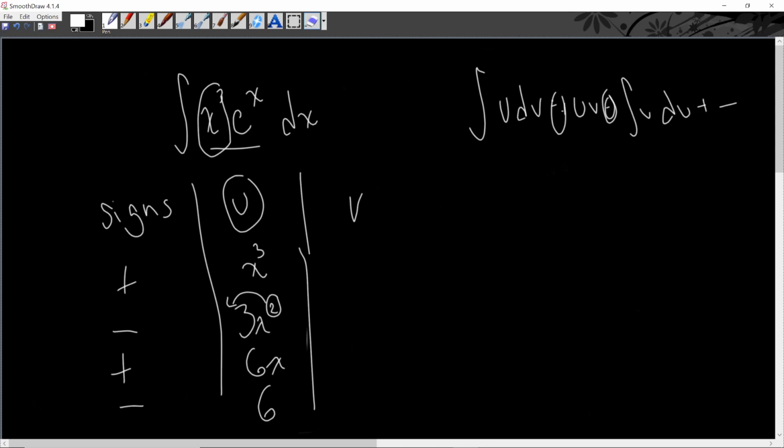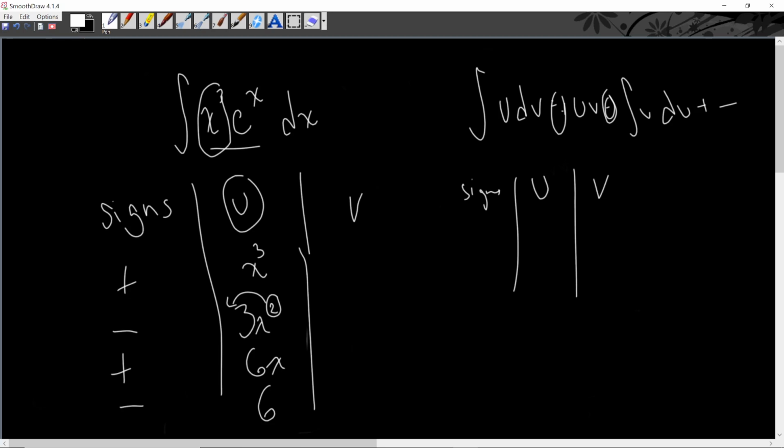And actually, we are going to need another column. We want to differentiate u until we get to the point where u cannot be further differentiated. So I'm just going to continue our table. du, signs, u and then v. Again, those u's and v's look very similar. I don't like that. I'm just going to put u, a little bit more obvious, u and then v.